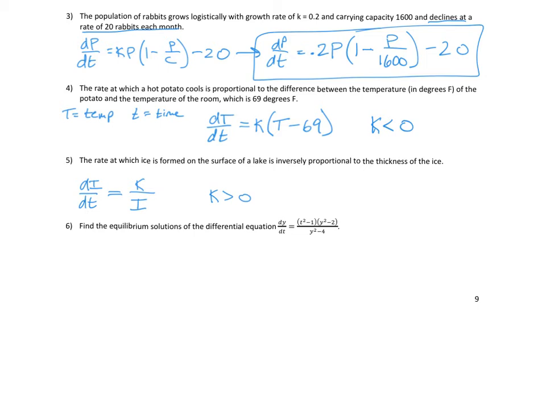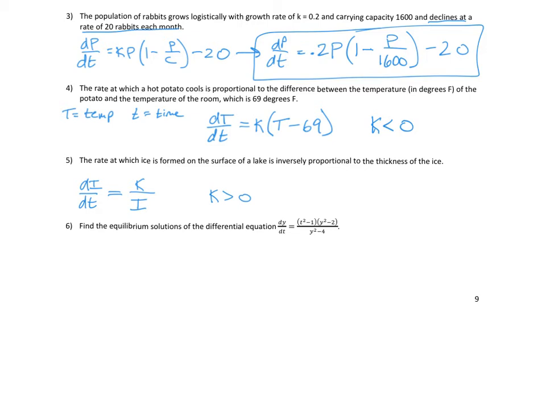So here's my dy/dt, this formula right here. I'm going to set it equal to 0. The only way a fraction can equal 0 is if its numerator is 0. So I'm not even bothering with the denominator here. Now I have two factors equal to 0. So either t squared minus 1 equals 0 or y squared minus 2 equals 0. Here I get t equals plus or minus 1, and here I get y equals plus or minus square root 2.